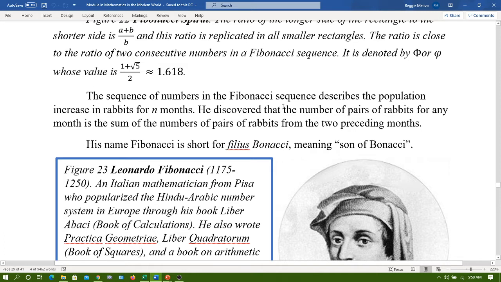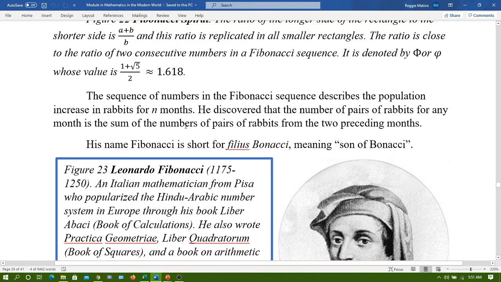The sequence of numbers in the Fibonacci sequence describes the population increase in rabbits for n months. He discovered that the number of pairs of rabbits for any month is the sum of the numbers of pairs of rabbits from the two preceding months. So, it is how the Fibonacci sequence was discovered.